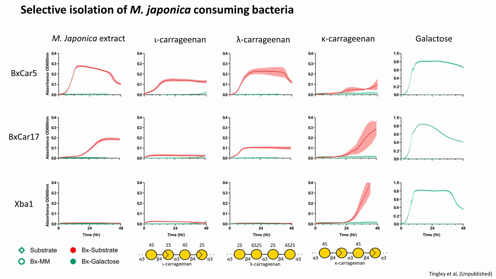So we're looking at these two. CAR5 does quite well in the extract, CAR17 not so well, but it does grow. We see a difference here in iota. They both grew on lambda. And then here, this was a bit of a challenge because kappa actually comes out of solution with the medium. So the salts or something is going on to draw it out of solution, which made this growth quite difficult to determine, but this is actually not bacterial growth. This is just precipitation of sugar.